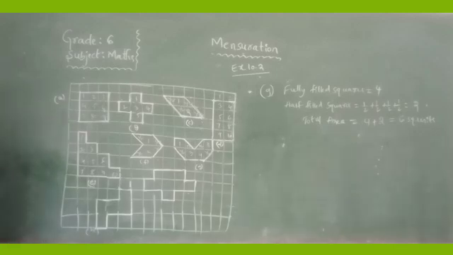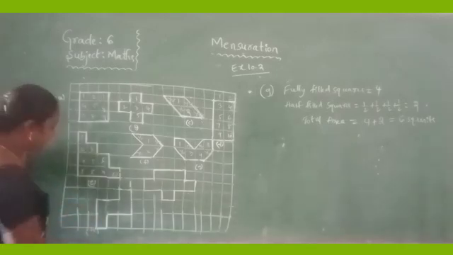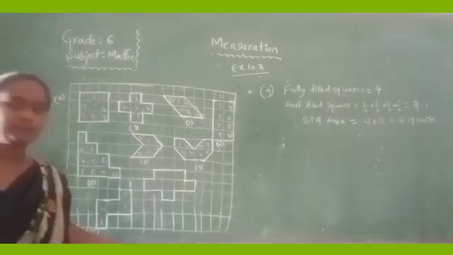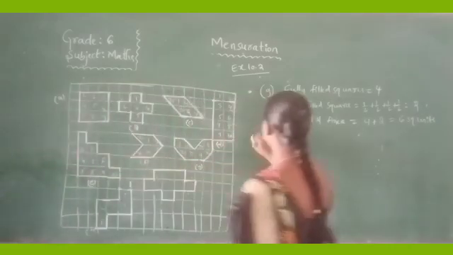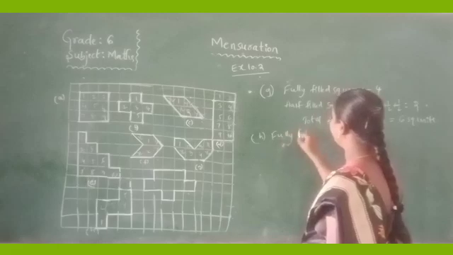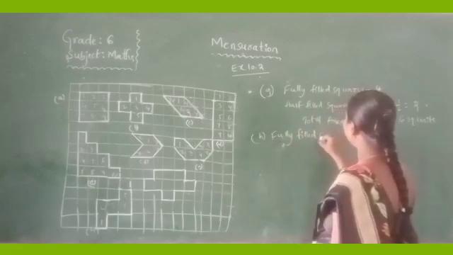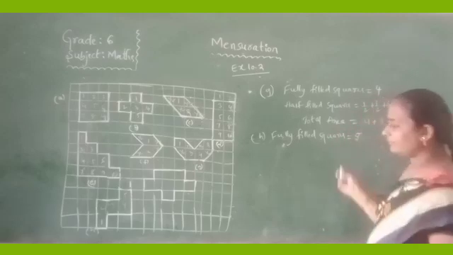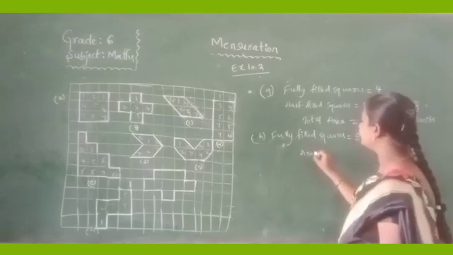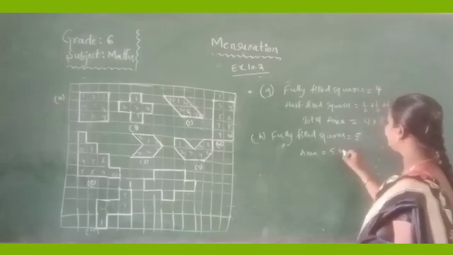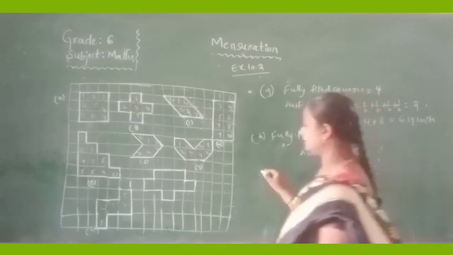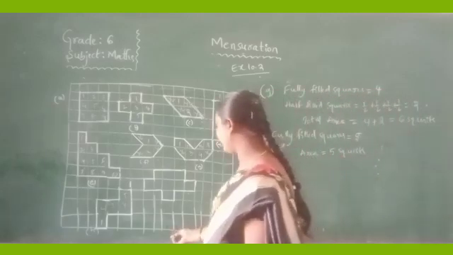Now count here how many full squares in problem H. Those are 1, 2, 3, 4, 5. So all are full squares. Directly write here fully filled squares are total 5 full squares. Then total area is equal to 5 square units.